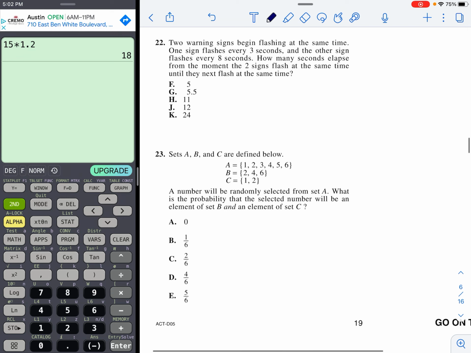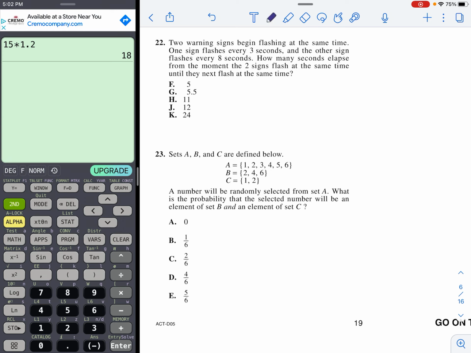Question number 22. 2 warning signs begin flashing at the same time. One sign flashes every 3 seconds, the other flashes every 8 seconds. How many seconds elapse from the moment the 2 signs flash at the same time until they next flash at the same time? So let's say they flash right at this instant in time, right? We've got one light that's going every 3 and one light that's going every 8.